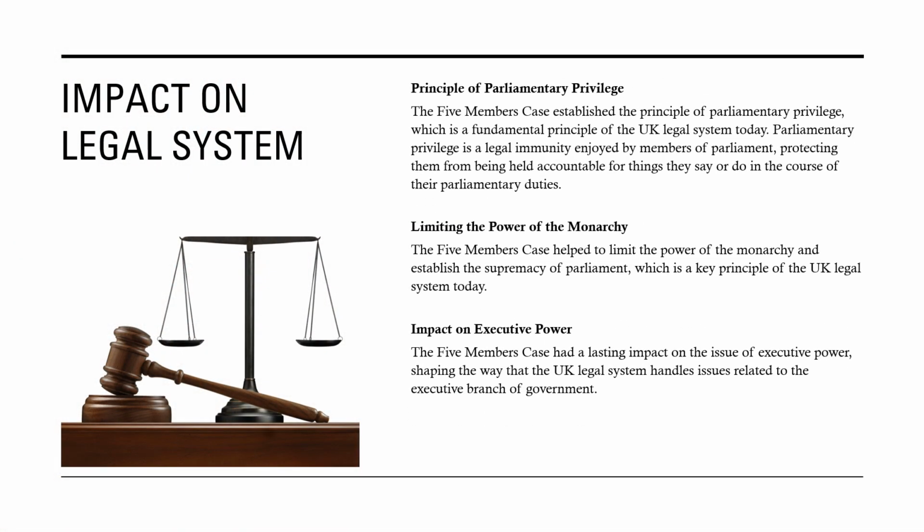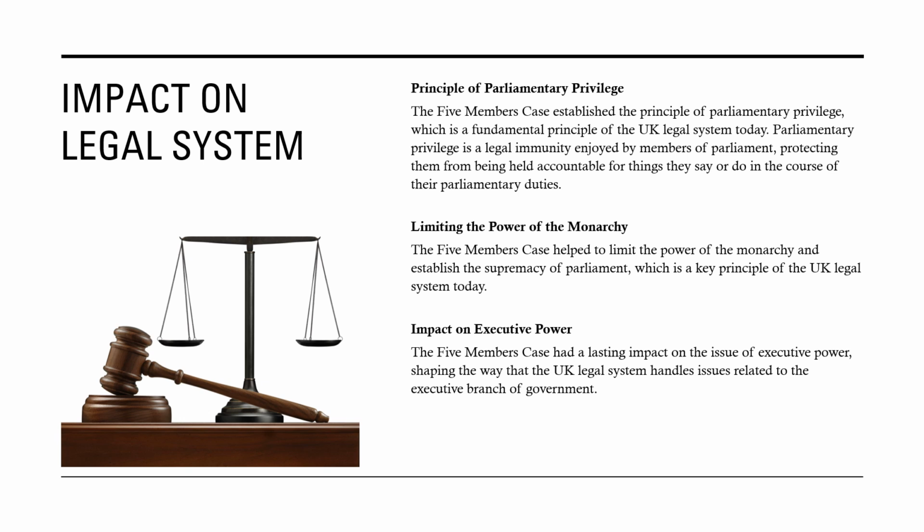Impact on legal system. Principle of parliamentary privilege. The five members case established the principle of parliamentary privilege, which is a fundamental principle of the UK legal system today. Parliamentary privilege is a legal immunity enjoyed by members of parliament, protecting them from being held accountable for things they say or do in the course of their parliamentary duties.